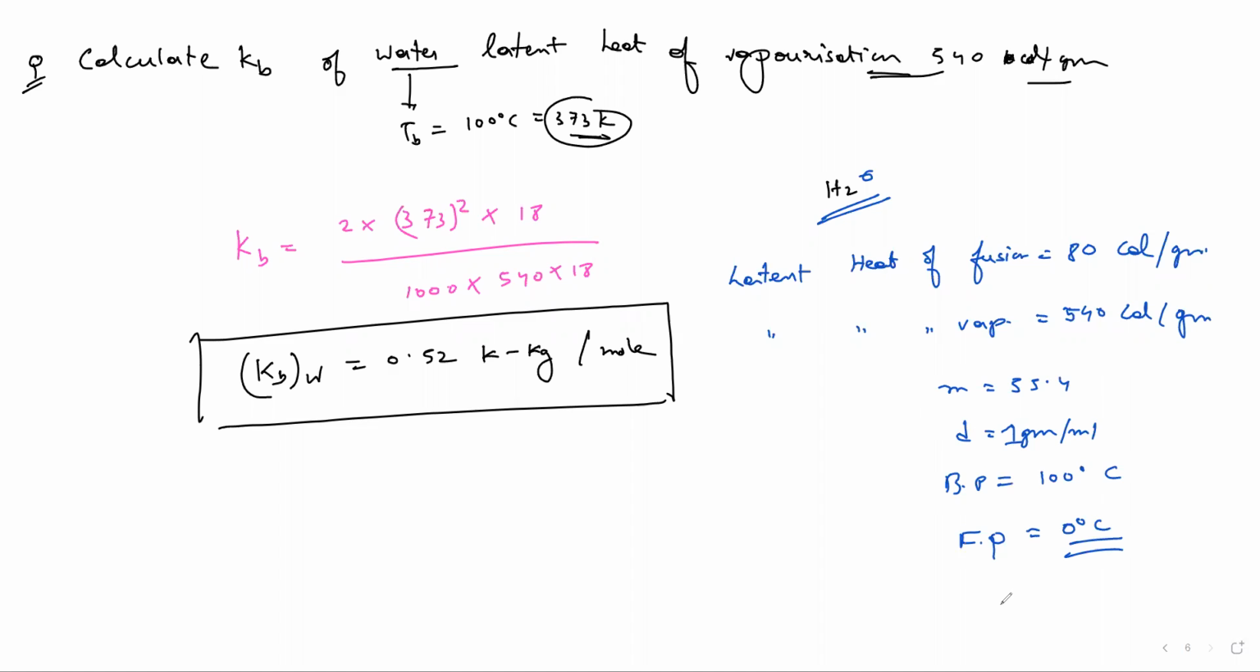Okay, is it clear? This stuff you have to remember. And Kb value of water, which is 0.52 Kelvin kg per mole. This part is important. You have to remember all the stuff. Any doubt regarding this part? Do you have any doubt? Moving to the next question.